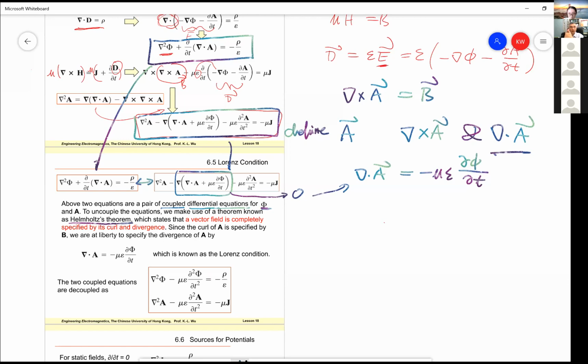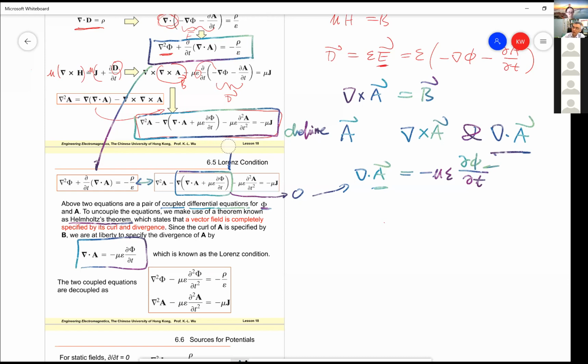First, we define the divergence of vector A. Second, we decouple these 2 equations, right? We decouple these equations. And the third, we find a relation between A and phi in a very simple way, right? So after having this, we have a very simple way. We define 2 potential functions.